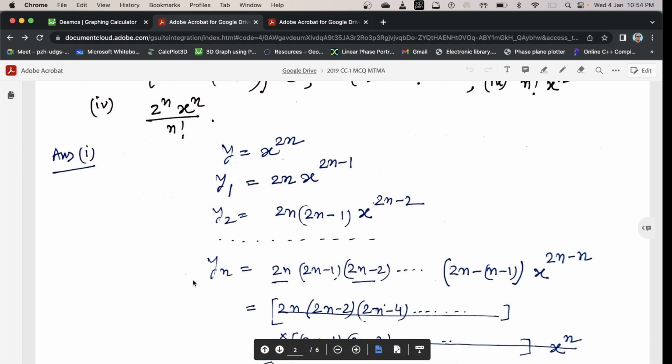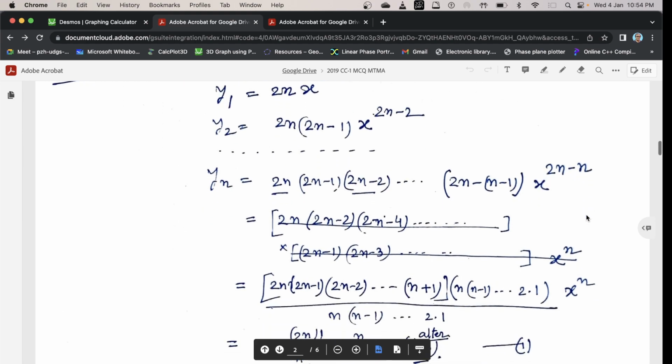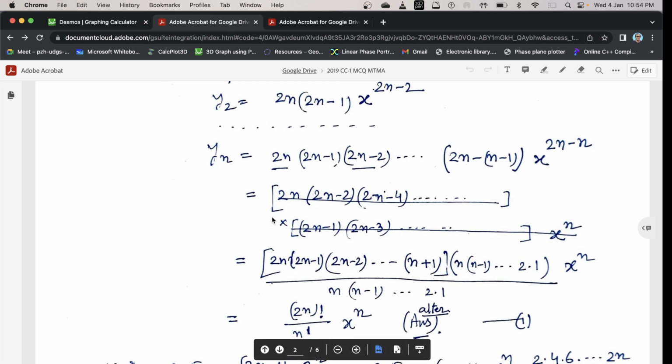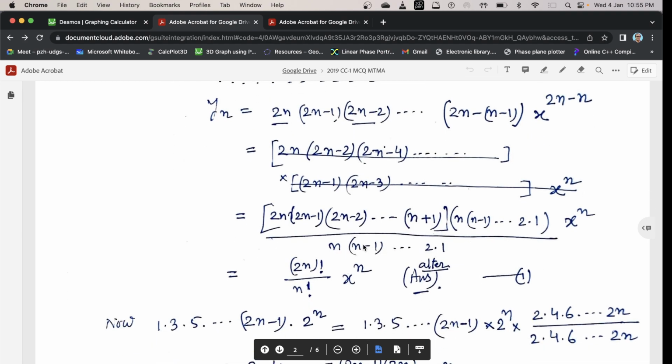Nth derivative yn is given by 2n, (2n minus 1), (2n minus 2), and so on, up to (2n minus n minus 1), into x to the power 2n minus n. So 2n, 2n minus 1, and so on, the last factor is n plus 1. After that, we multiply by these factors n minus 1, and so on, up to 2, 1. And so we divide by these factors n minus 1, and 2 and 1.